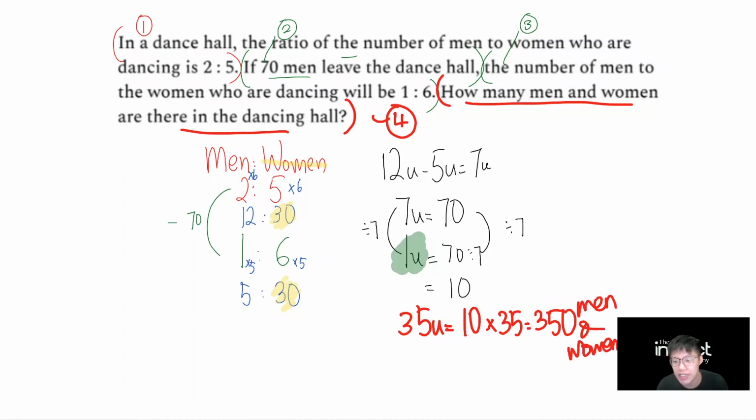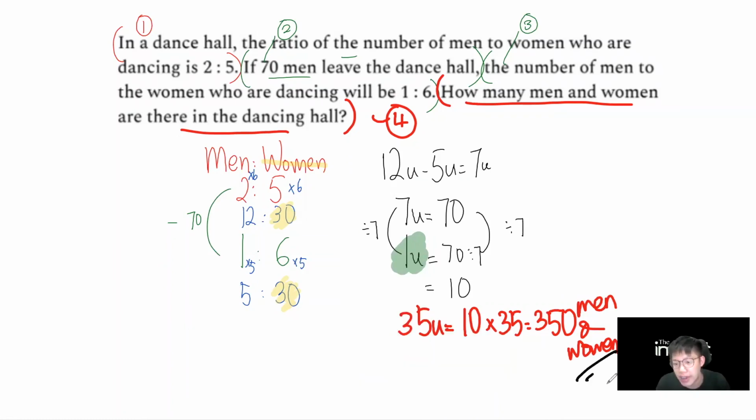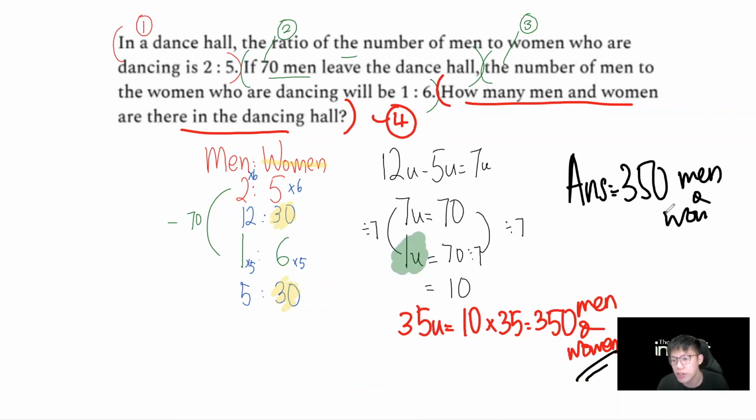If this is your answer, make sure you make it obvious. How do I do that? I double line it. Or some of you like to put answer equals to 350 men and women. So that's how you should approach a question like this. We have come to the end of our constant part concept.